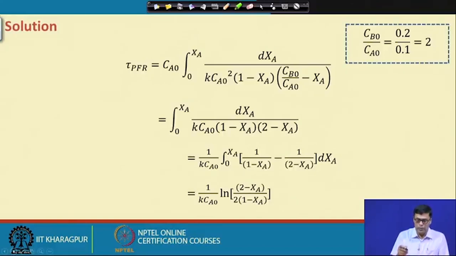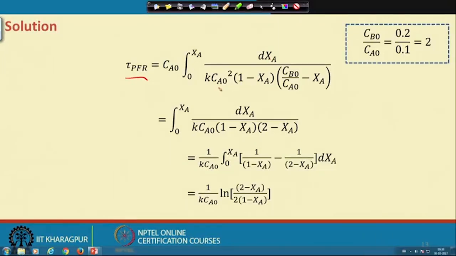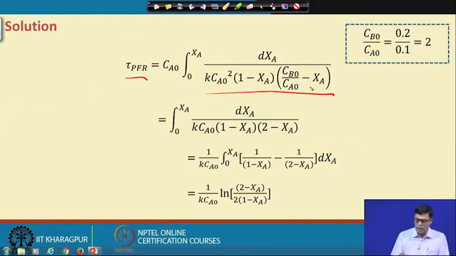So next we can find that tau for the plug flow reactor equals CA0 integral from 0 to XA of dXA over the rate, and this is the equation that we can write. We can take the common factor CA0, so that this ratio will come as CB0 by CA0, and this ratio at the initial stage is 2. We know that one is 200 millimoles, another is 100 millimoles, and XA is the fraction converted. Then if we solve this equation, it will come in this form.